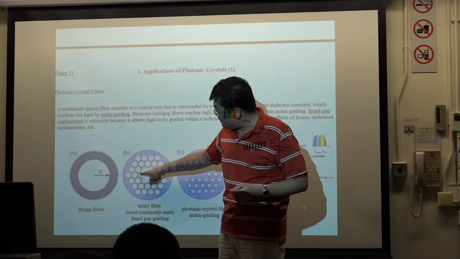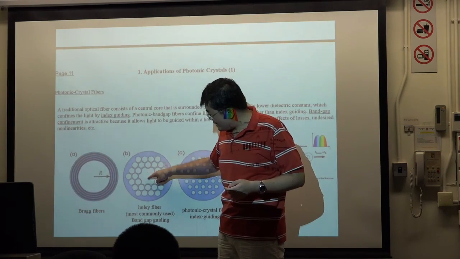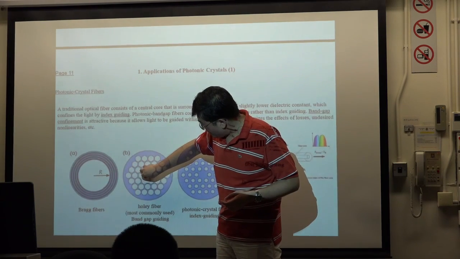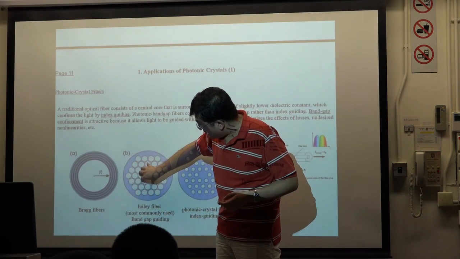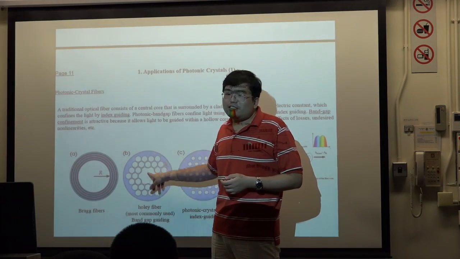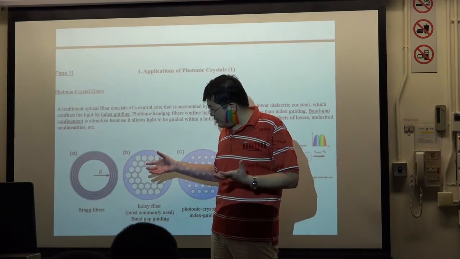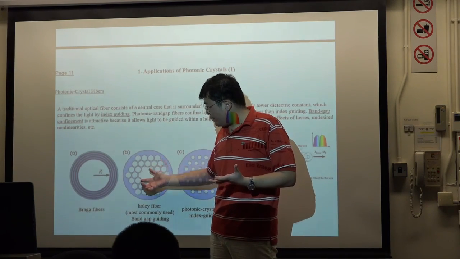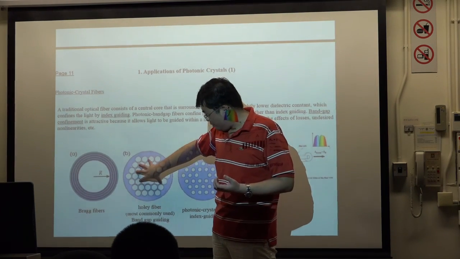I mean, this is the defect. This is the defect region. And this defect region, because this is a band gap, we will confine due to a band gap. This is a band gap guiding structure. This is a very useful advantage over the photonic crystal because it is due to a band gap.